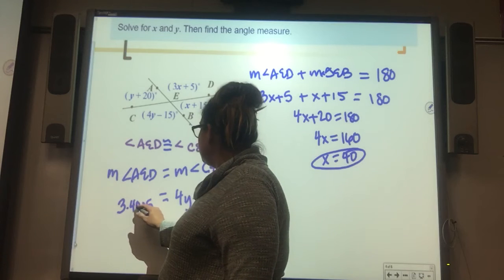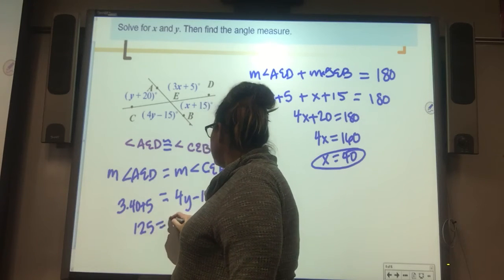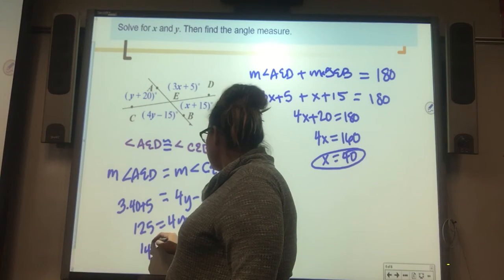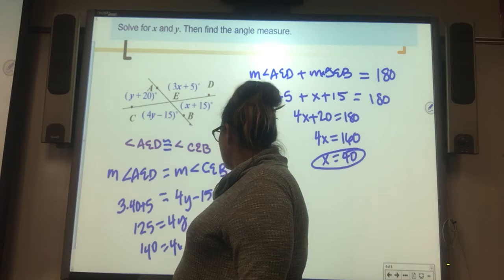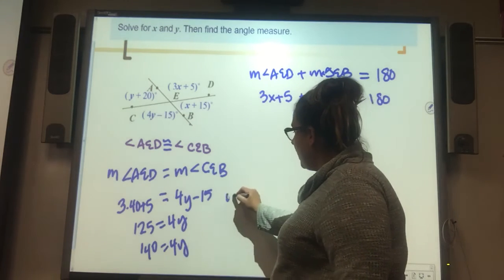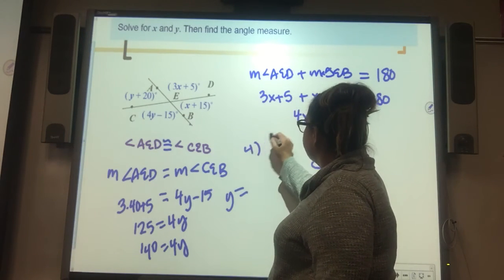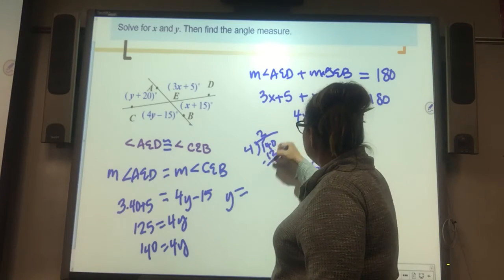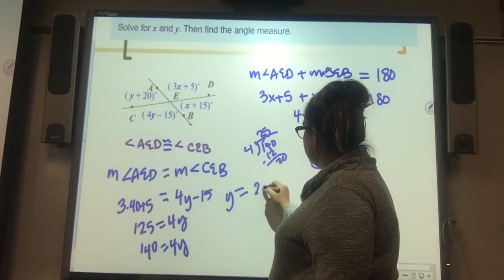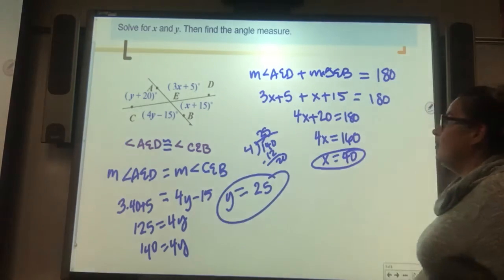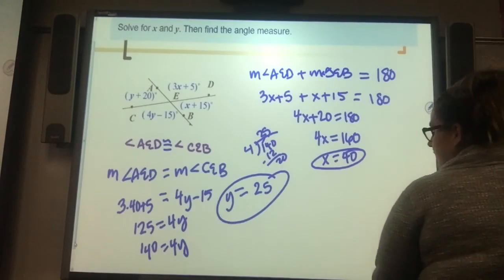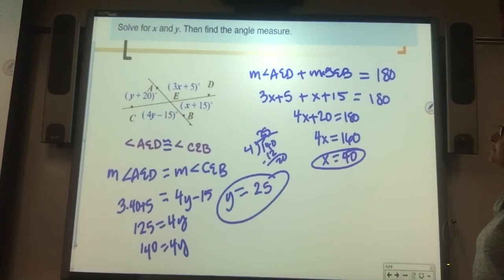So 3 times 40 is 120. So this should be 125 equals 4y. So then 135, 140 equals 4y. So then y equals 25. There we go. That's solving for x and y. Thanks for hanging with me and being patient on that. That's important that we stick with it, we're persistent, we check our work.